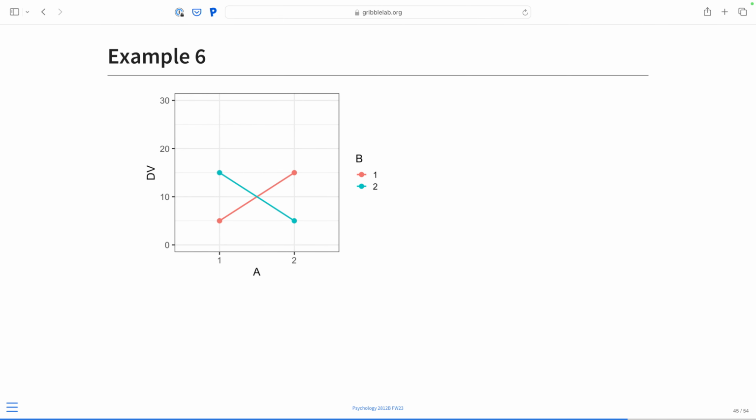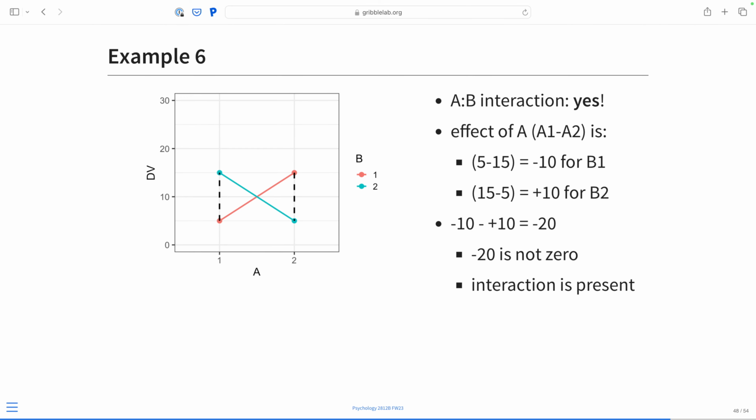Here, lines are not parallel, so probably an interaction effect. But what about main effects? Probably no main effect of A, because if we average across levels of B, we get the same value in A1 and A2. What about a main effect of B? Probably also no. If we average across levels of A, we get the same value for B1 and B2. So if we only looked at main effects for these data, we would conclude nothing's happening. But clearly there's something happening. And that would come out in the interaction effect. Clearly the difference of differences is there.